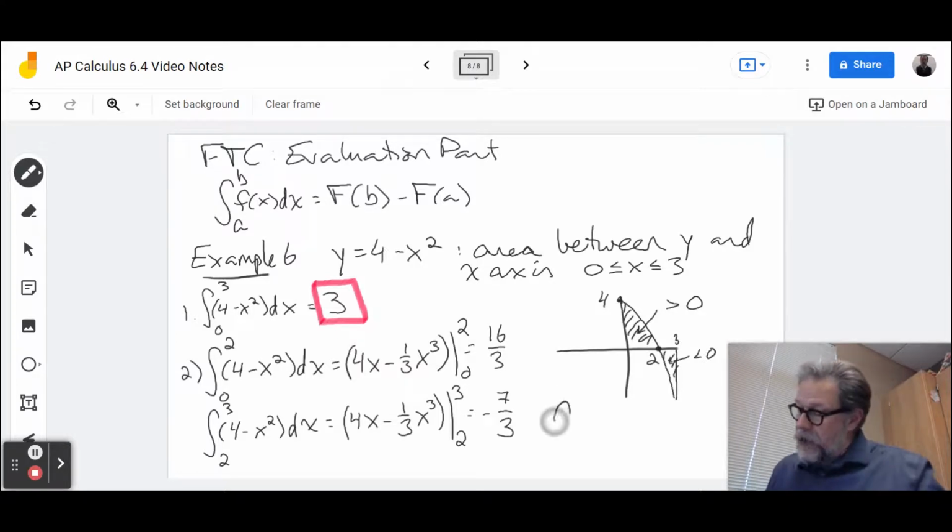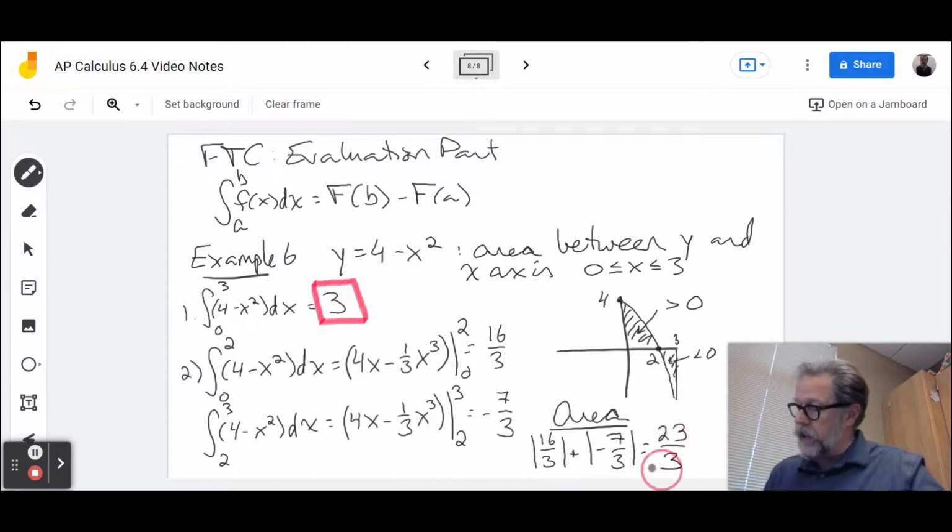Well, my actual area between the y equals and the x-axis is going to be the absolute value of each of these sections. And notice that this is 23/3, which is significantly more than 3. So we've got to be really, really careful when we're plugging things into our calculator. My students routinely will ask me, well, Mr. Hermiting, if we can just plug it into our calculator, then why do we need to be able to do all this stuff?